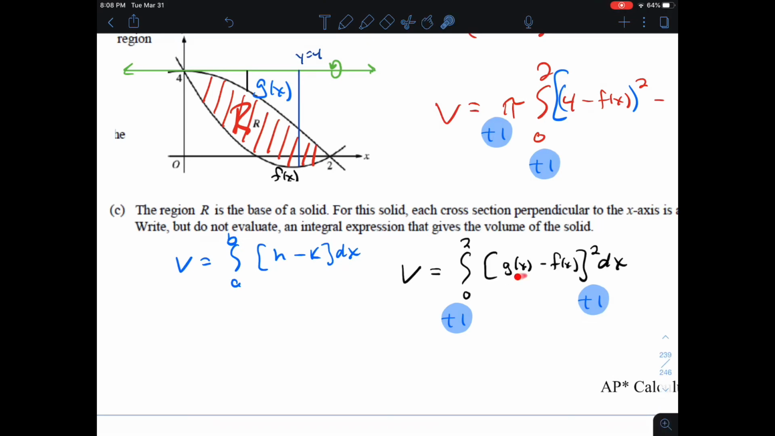Yes, you could write in, instead of g of x, you could write 4 cosine of a 4th pi of x, and instead of f of x, you could write the other function, but once again, why bother?